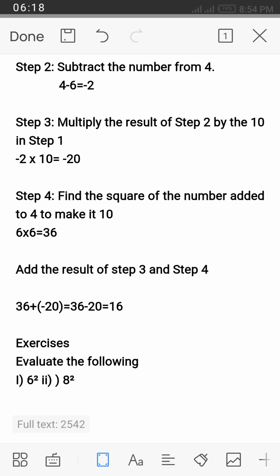Now you can try this on your own. Go and use the same approach. Evaluate the following: 6 square, 8 square. It's a very good approach. You can use this for children. It's very important.